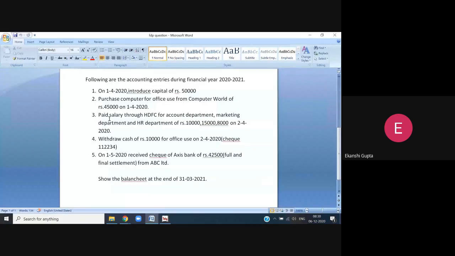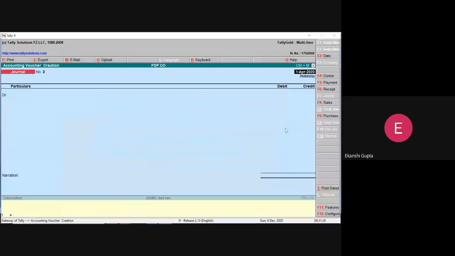My third entry is paid salary through HDFC for accounts department, marketing department, and HR department of rupees 10,000, 15,000, and 8,000 on 2nd April 2020. So here the accounting entry will be salary to HDFC account. An addition of 10, 15, and 8,000, that is 33,000.